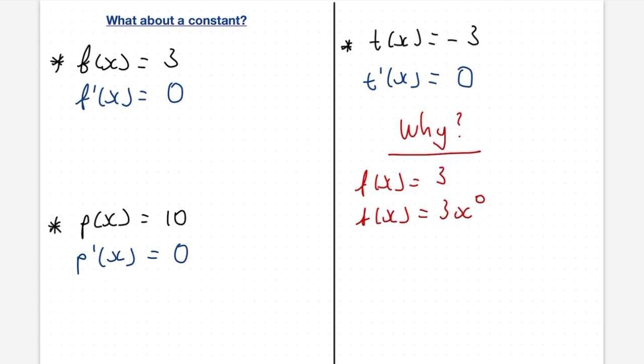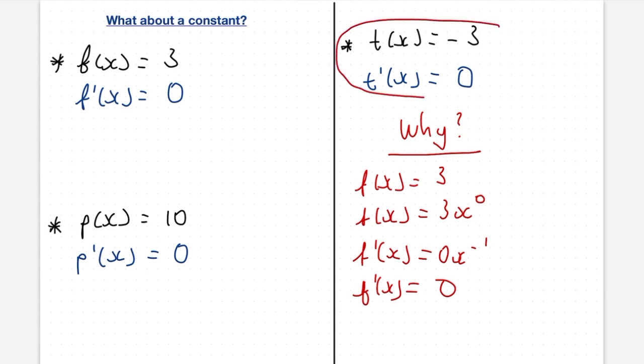So if you look at it in this way and you derive it like we usually do, you would say 0 times 3, but that's just 0, right? And then you'd say minus 1 there, so you have x to the minus 1. It really doesn't matter what this is. If you multiply anything by 0, the answer is just 0. And so f prime of x is equal to 0. And that's why we agree that the derivative of any constant is just 0.